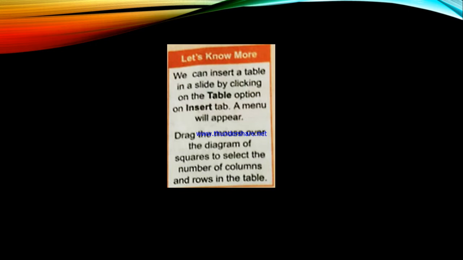You can move your mouse on the grid, select the number of rows and columns, and just press the button. The table will automatically come into the slide.